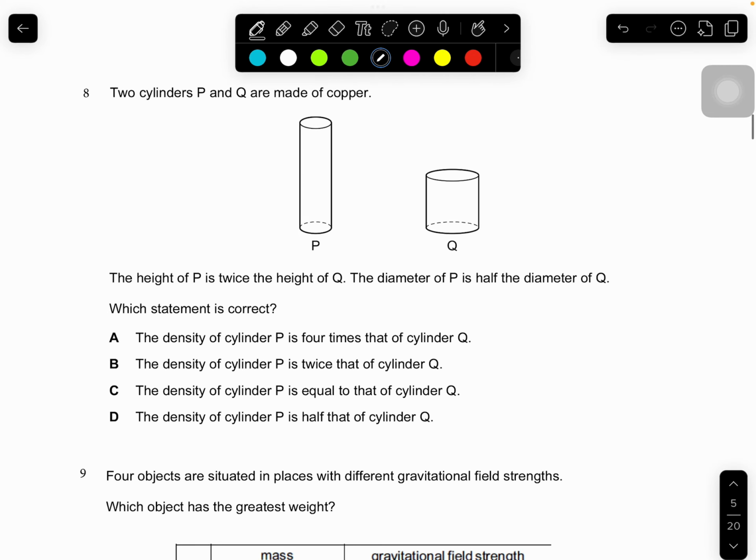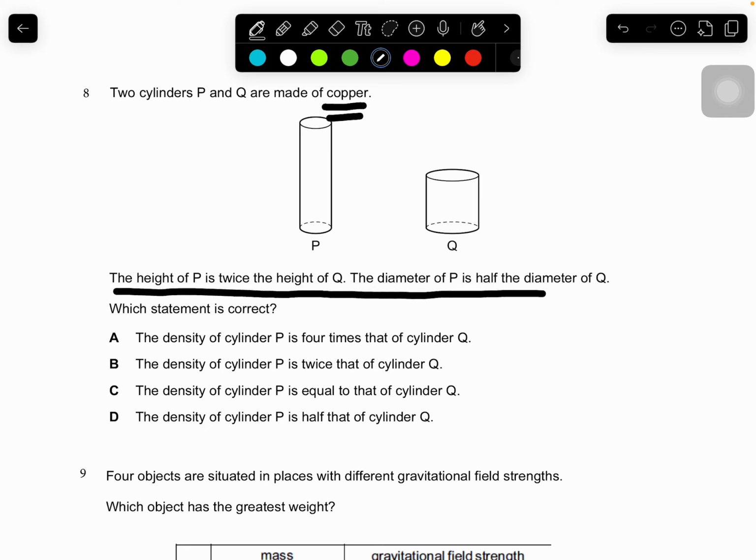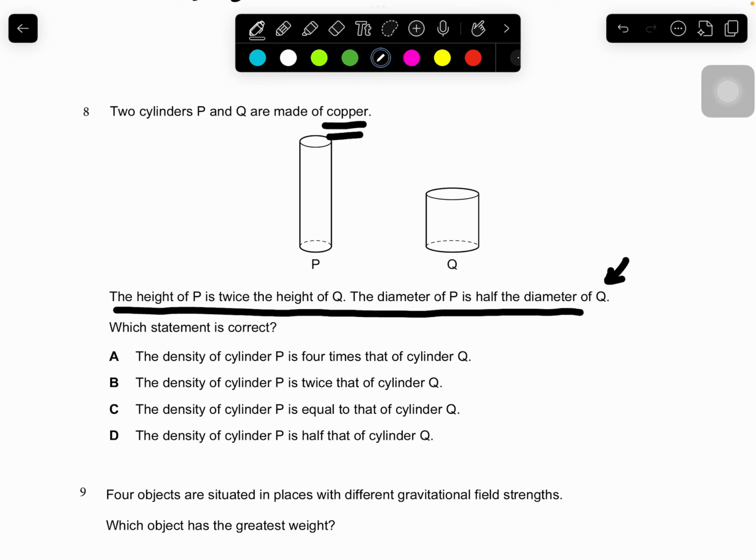Two cylinders P and Q are made of copper. The height of P is twice the height of Q. Diameter of P is half the diameter of Q. Which statement is correct? For these type of questions, please do not be fooled by this extra information. It's just to confuse you. Remember that density depends on the type of material. For the same type of material, the density is the same. So it's equal for both of them.